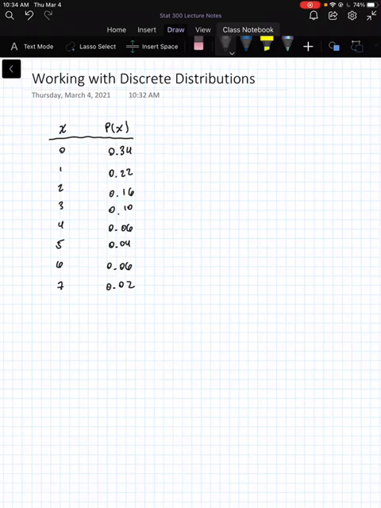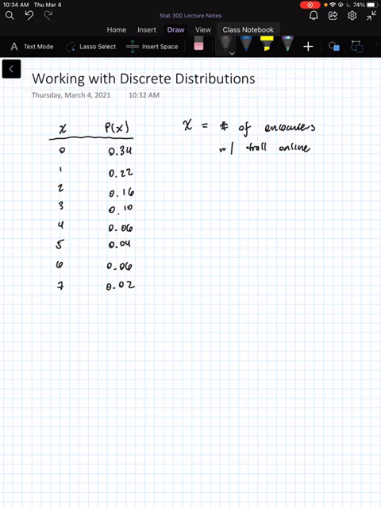So once we have discrete distributions to work with, how do we work with them? How do we glean information from them? I have here a probability distribution table for a random variable x, where x represents the number of encounters with a troll online, a troll meaning someone who's engaged in harassment or behaviors that are otherwise trying to get a rise out of people to harass them or intimidate them.